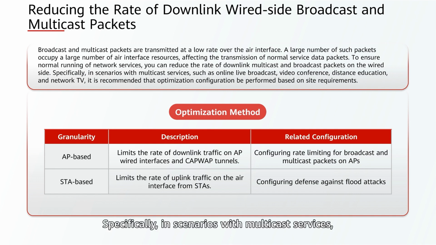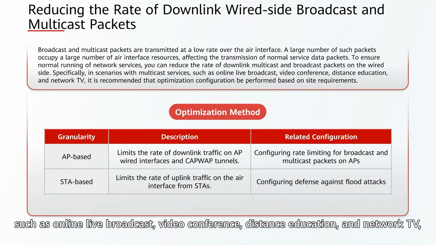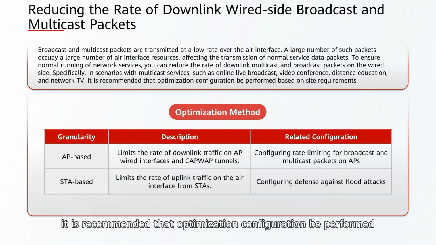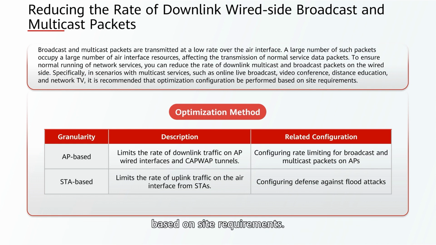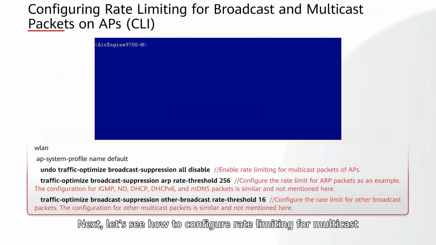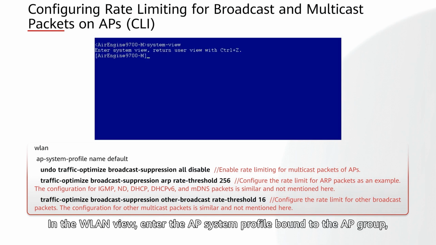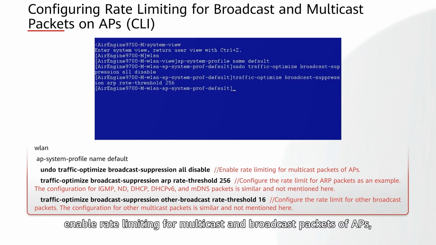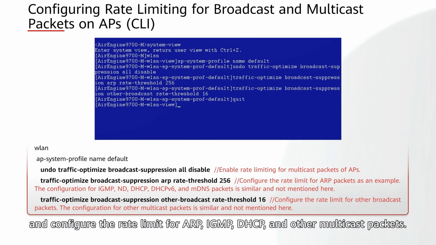Specifically, in scenarios with multicast services, such as online live broadcast, video conference, distance education, and network TV, it is recommended that optimization configuration be performed based on site requirements. Next, let's see how to configure rate limiting for multicast and broadcast packets on APs using commands. In the WLAN view, enter the AP system profile bound to the AP group, enable rate limiting for multicast and broadcast packets of APs, and configure the rate limit for ARP, IGMP, DHCP, and other multicast packets.